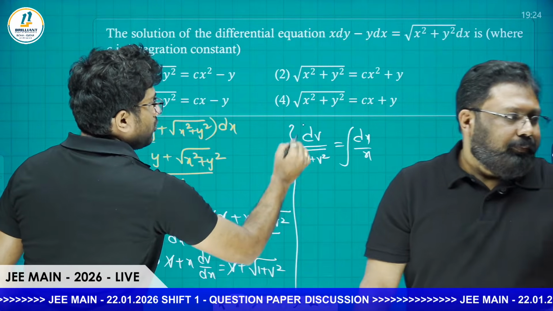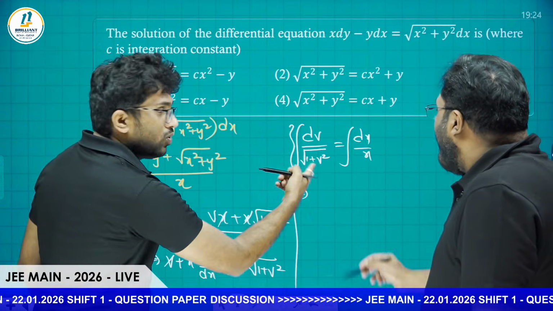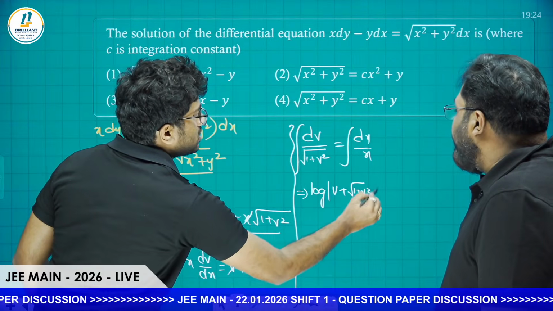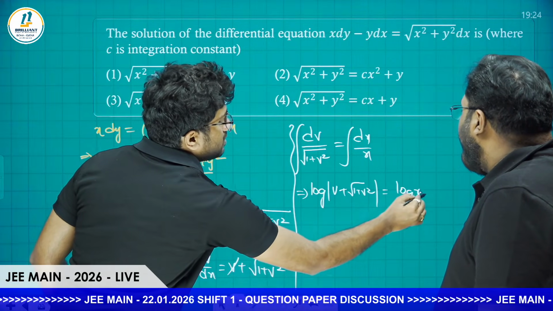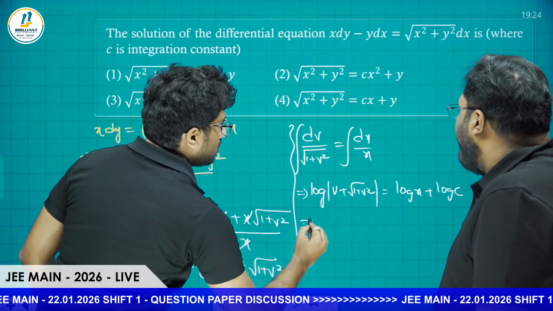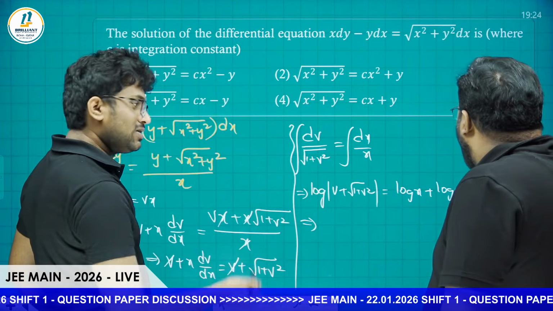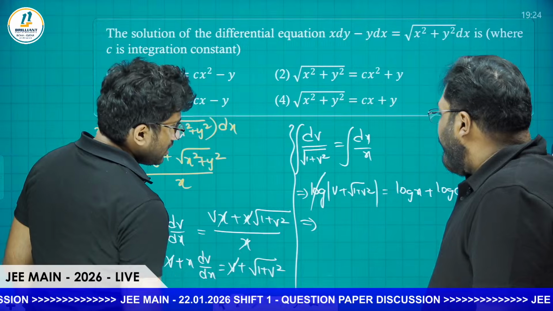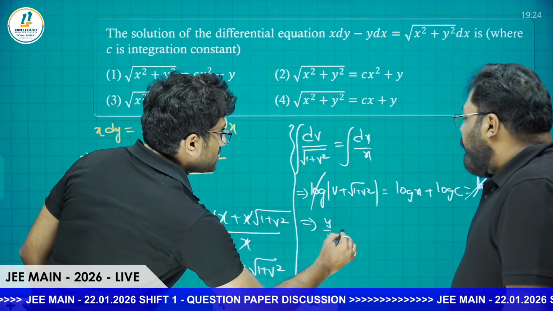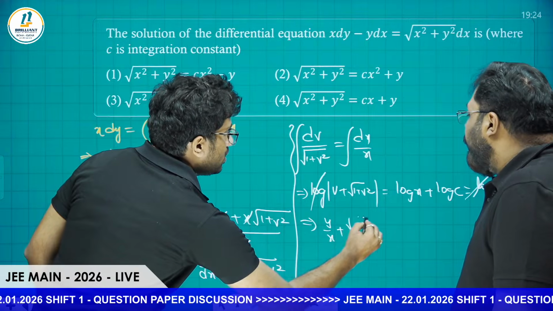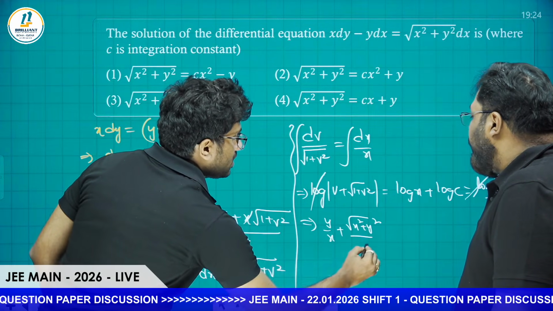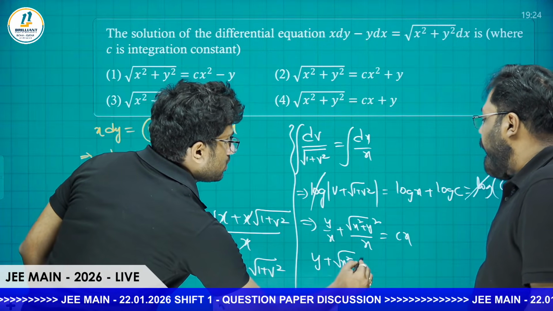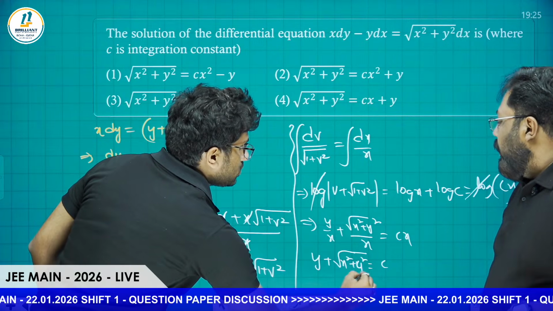Now variable separable, integrating both sides. Both the log forms. Log mod v plus root over 1 plus v square is equal to log x plus some log c. So by using log property, that becomes log cx. Both sides log, so log goes. Then we can write v is nothing but y by x plus, if I take root of LCM, x square plus y square by x, is equal to cx. So y plus root of x squared plus y squared is equal to cx squared.